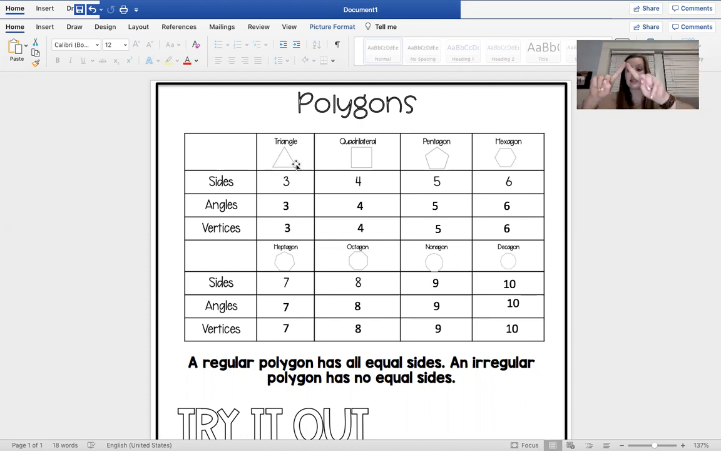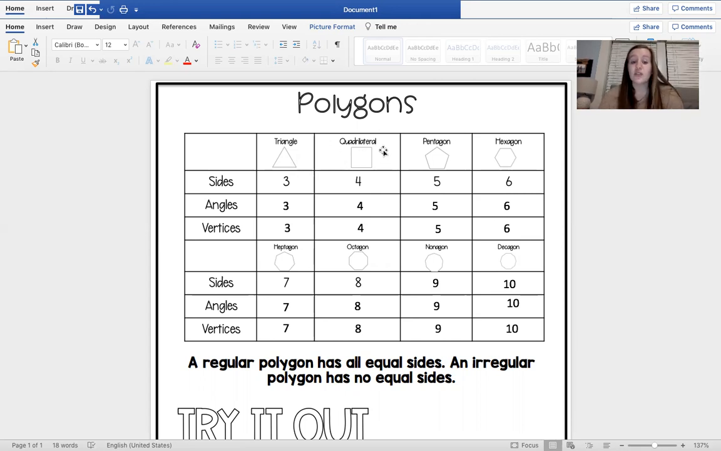So if I have two lines that meet, where my fingers are touching is the vertice, and the degree or the measure from this finger to this finger is the angle. And you'll notice a trend with our polygons. If they have three sides, they're going to have three angles and three vertices. So all of our sides, angles, and vertices are the same, which kind of makes this easy, right?